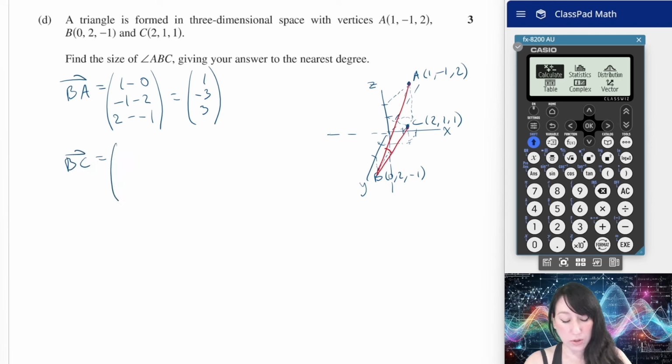How about from B to C? That'll be 2 minus 0, 1 minus 2, and 1 minus -1. So that's 2, -1, 2.